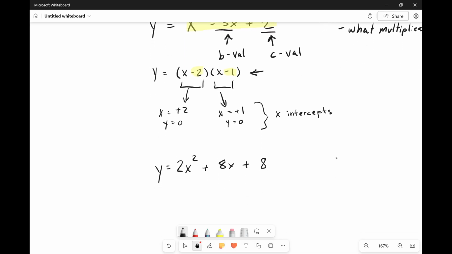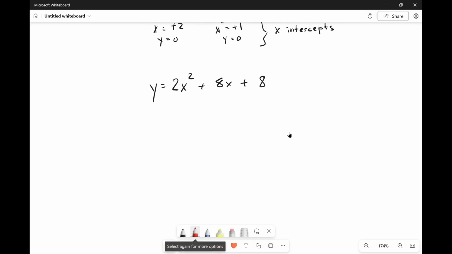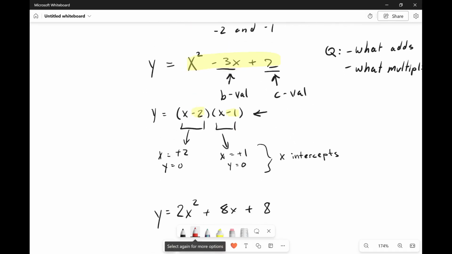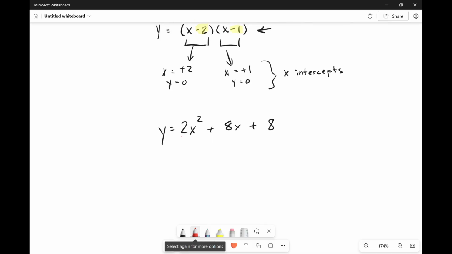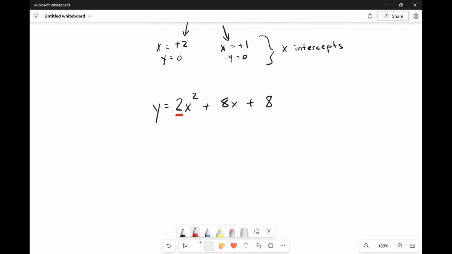So if we look down here at this function, we can see something a little different about it from this top one up here. This function has a slope in front of it. So we need to operate a little differently. So what we're going to do is multiply our slope into our c. So 2 times 8 equals 16.